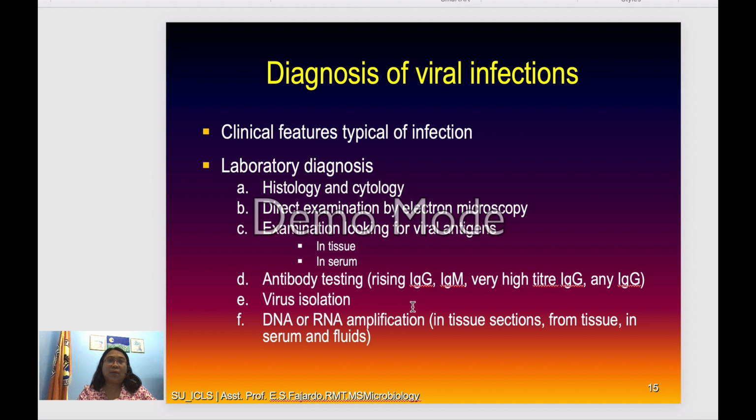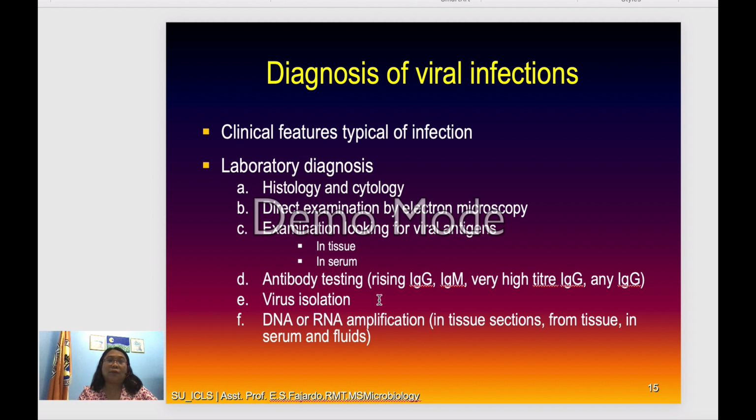We can also do isolation of the virus. We can do culture, but viral culture is very prone to contamination by other microorganisms, like bacteria, fungus, and yeast. Only special laboratories perform virus isolation because it is expensive to maintain cultures like this. Those laboratories that are developing vaccines are also the ones doing isolation.